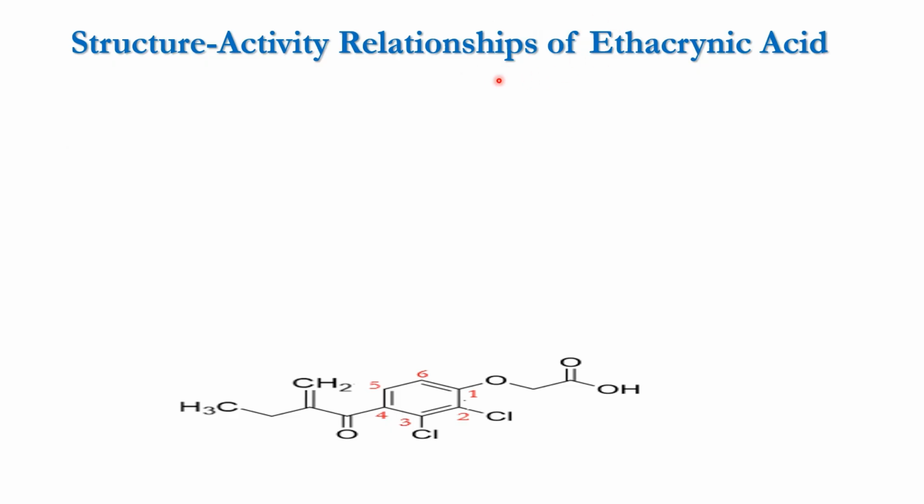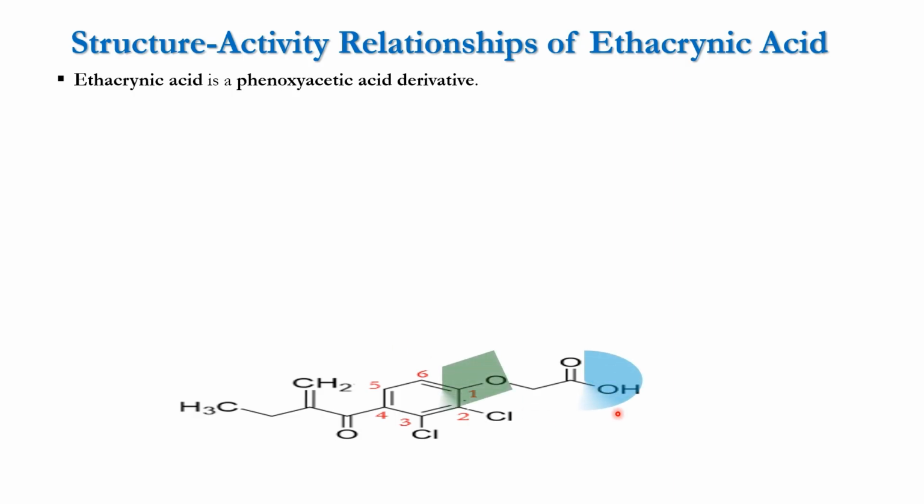Now let's come to the structure activity relationships of ethacrynic acid, the only non-sulfonamide derivative. This is a molecule that was derivatized from phenoxyacetic acid. So this is the phenoxy group, and this is acetic acid. So ethacrynic acid is a phenoxyacetic acid derivative.